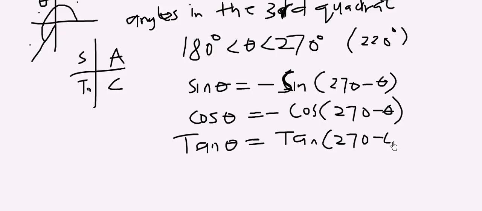270 minus theta. In this quadrant, we see that only tan is positive in the third quadrant, so we simply subtract theta from 270. So any angle between, say, like 181 to 269 will fit this description. So that's why we're taking 220.